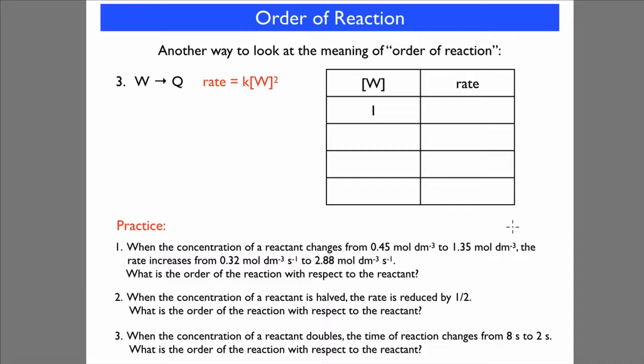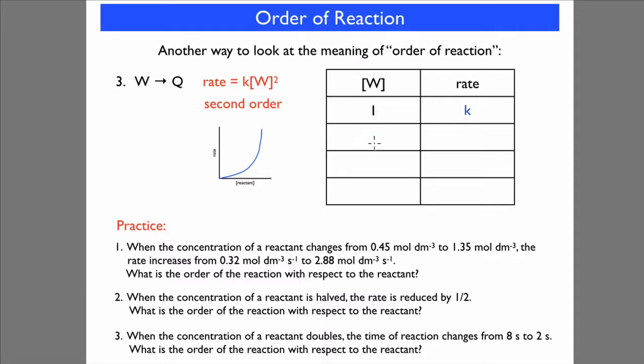Okay, 3, we have here a second order reaction. And we know we get this exponential line in our graph. So what's going to happen if you've got a concentration of 1 mole per decimeter cubed? 1 squared is 1, so the rate is going to be 1k.